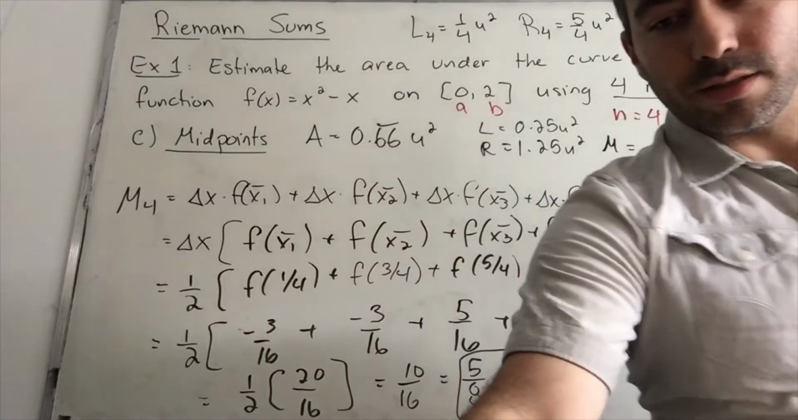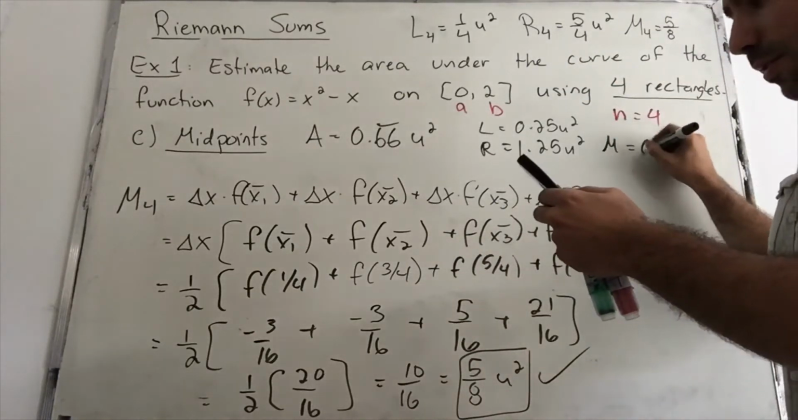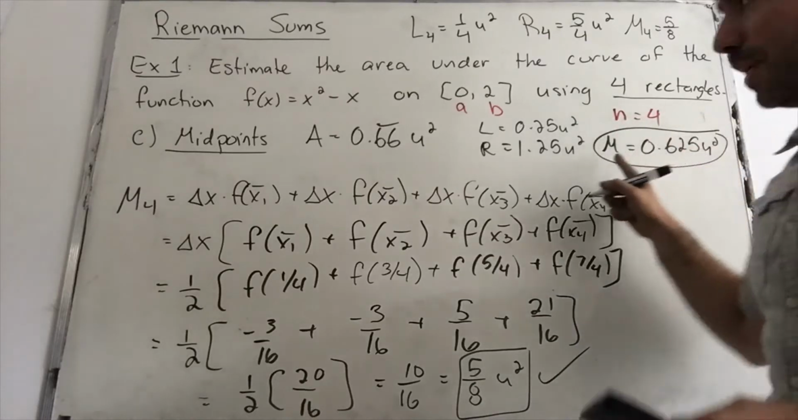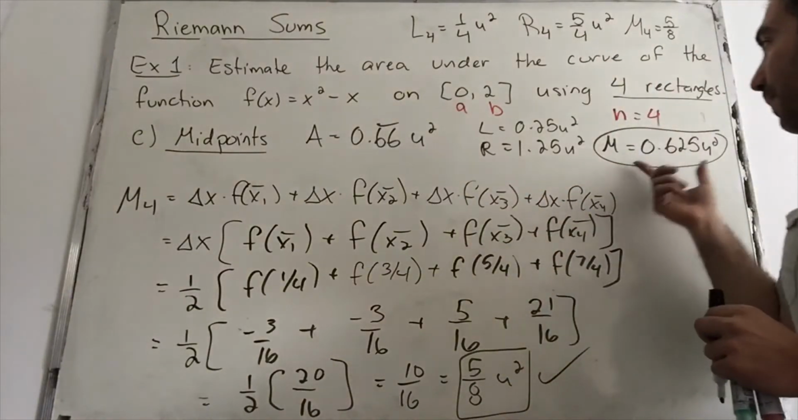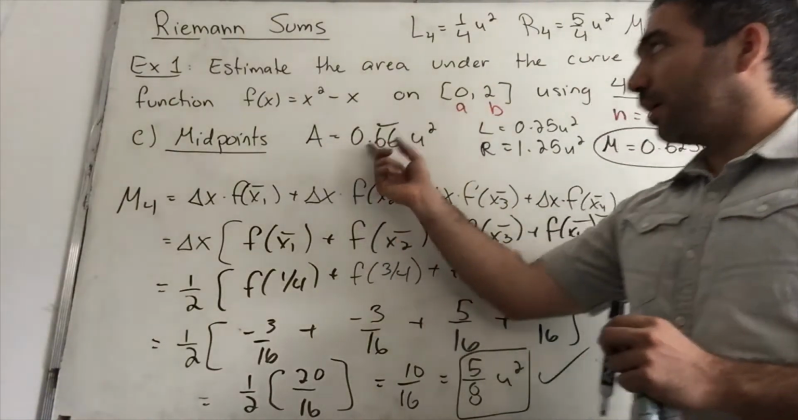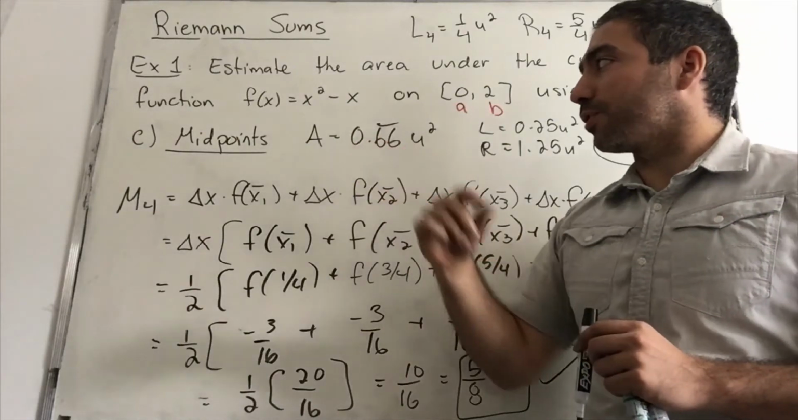So 5 on 8, let's take a calculator, is about 0.625 units squared. So we could see that the midpoint was the best approximation to the actual value. The actual value was 0.66. We're going to learn how to solve that later on, but for now, you can just trust me, that's the actual value.